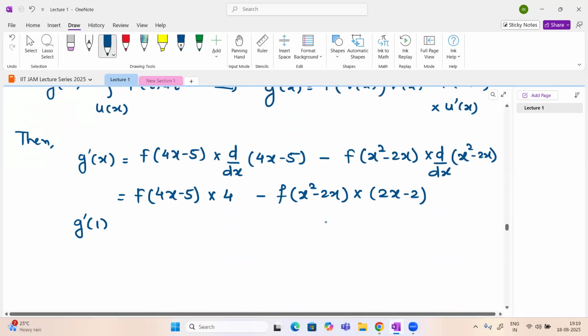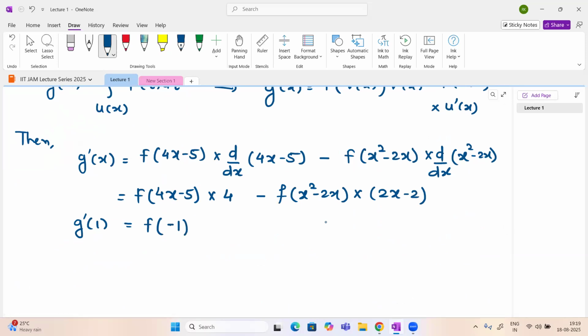Now my task is to simply put x is equal to 1 everywhere. See what will happen if I put x is equal to 1 everywhere. Inside the bracket, you will have minus 1. Agree with me? I'm putting x is equal to 1 everywhere. So if you put it here, it will be minus 1 simply into 4 minus.